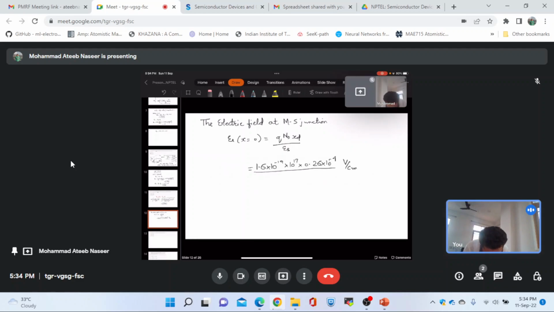This will be divided by 11.9 into 8.85 into 10 raised to the power minus 14. So simply, let's solve this now on my calculator.